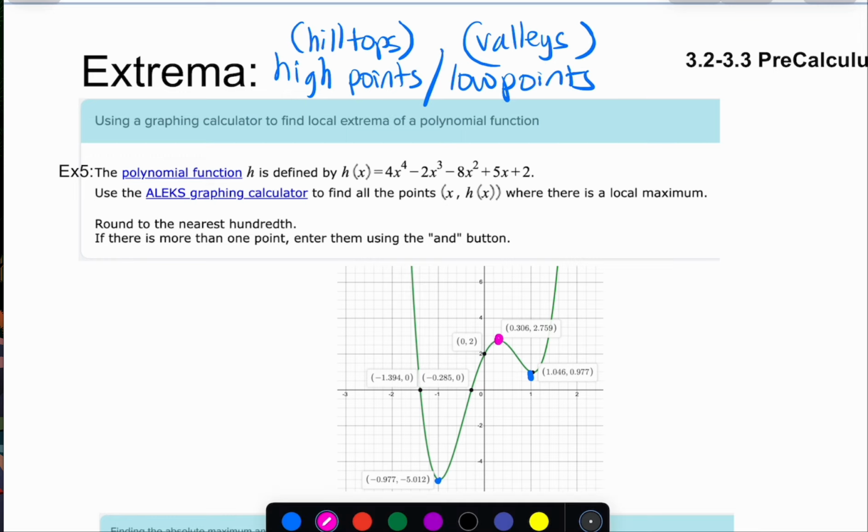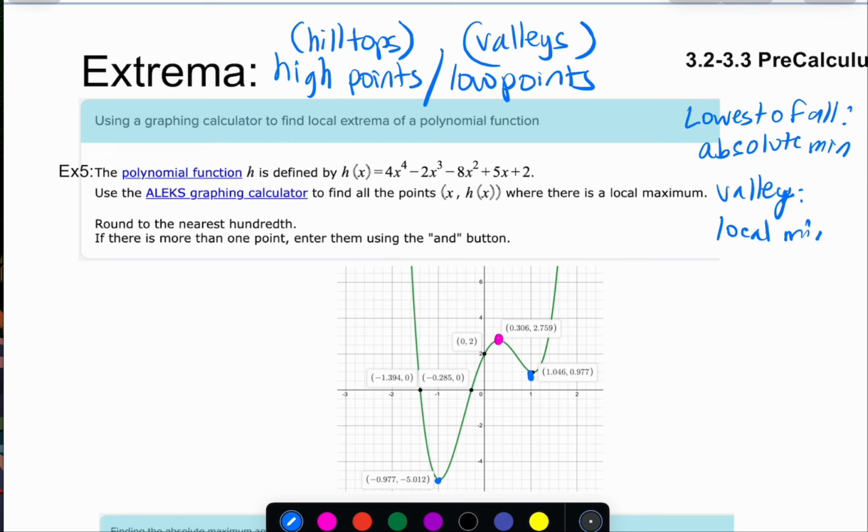So the lowest point of the graph is called the absolute minimum. If it's just a valley, it's called a local minimum. So if we look at the ones in blue, this one right here is an absolute minimum. This one right here is a local minimum. Local to that area, it's a valley.